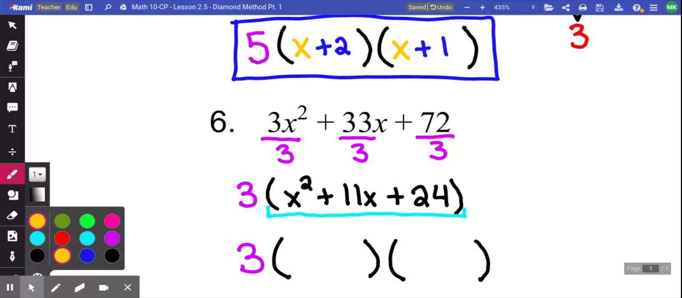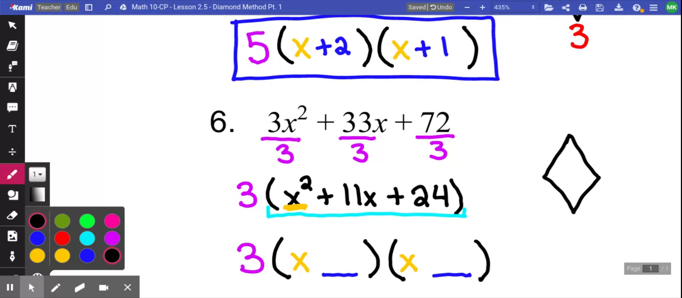The first term in each binomial always comes from the first term, so x times x would be x squared. The sides are the sides from my diamond. The top of my diamond is A times C, which is 24. The bottom of my diamond is 11. The sides are two numbers that multiply to be 24 but add to be 11.